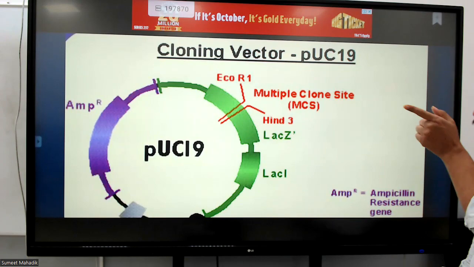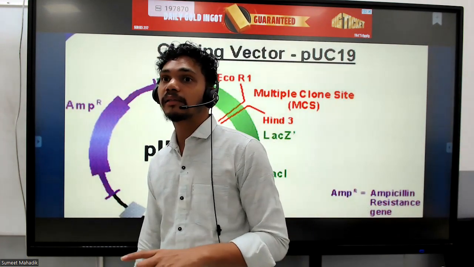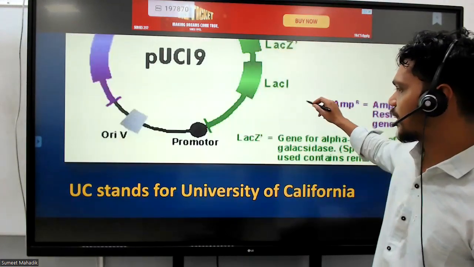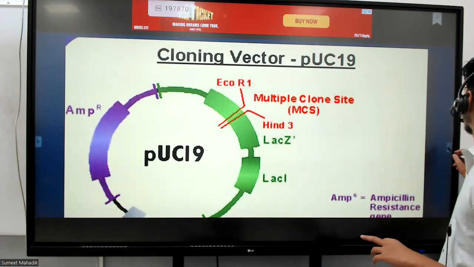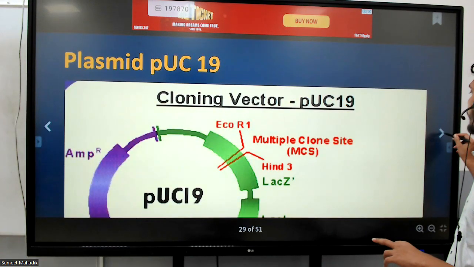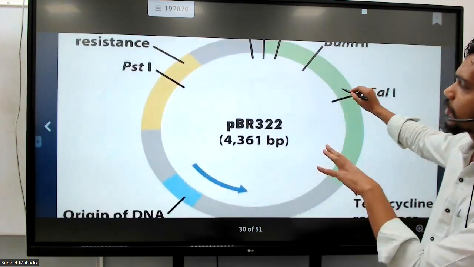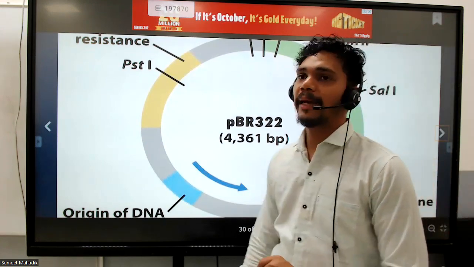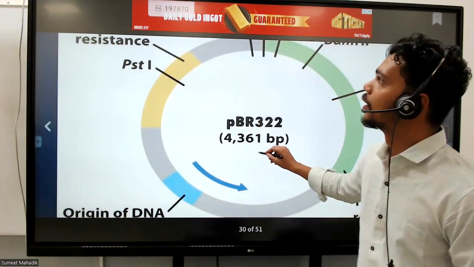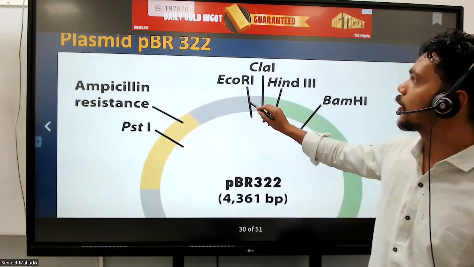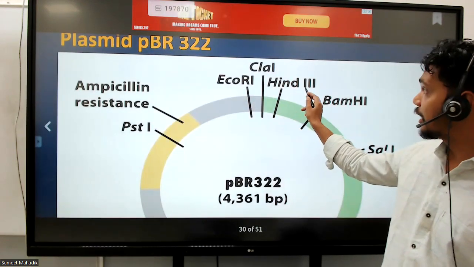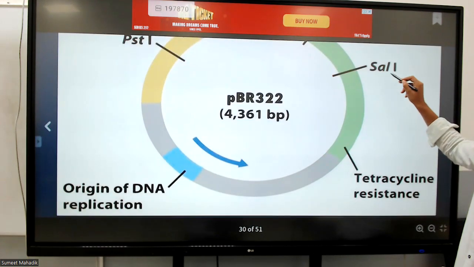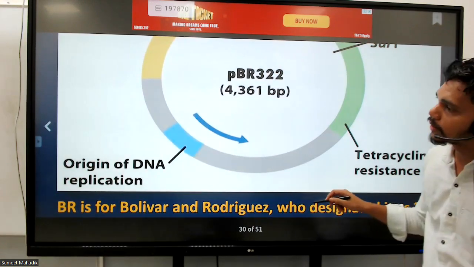Cloning vectors, pUC, and in your CBSE board there is pBR322. They all have something the same. Okay, you have this pBR322. What is pBR322 indicating? Base pairs, and the number is the base pairs. It has ampicillin resistance, E. coli origin, EcoRI, HindIII, BamHI, SalI, tetracycline resistance, origin of replication.